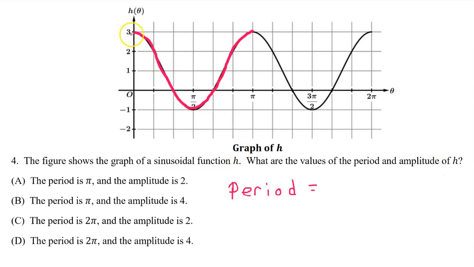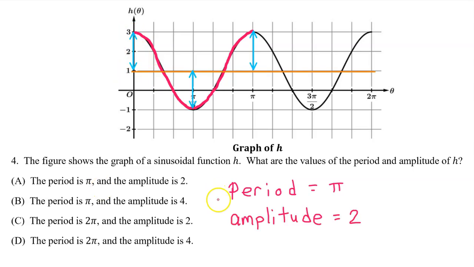The period is the length of one cycle of the function. And here's one period of the cosine function, from 0 to pi. So the period is pi. The amplitude is the distance between the midline and the highest value. In this case, the amplitude is 2, 3 minus 1. So, the answer is A, which says that the period is pi and the amplitude is 2.